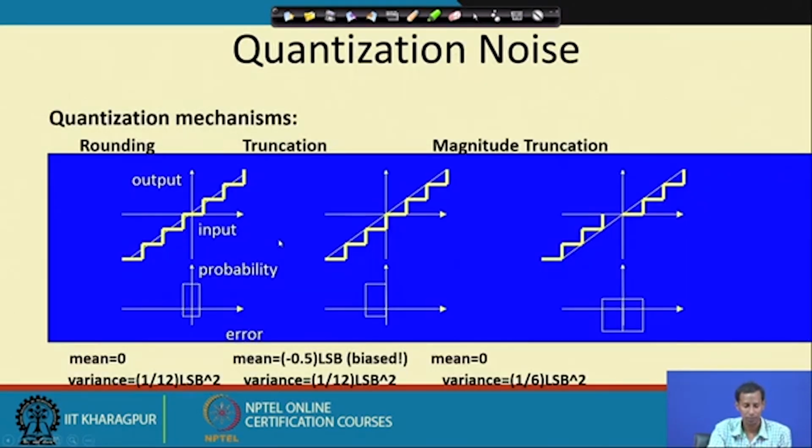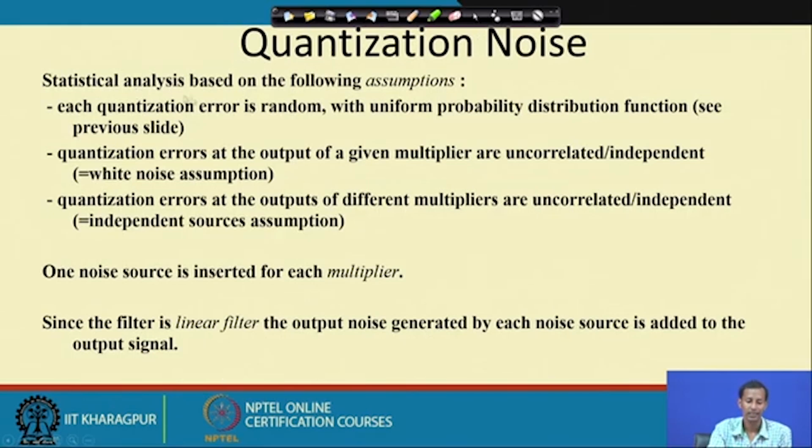Here there is a procedure for doing that: a statistical analysis based assumption you can make for this quantization noise analysis. In this analysis, each quantization error is random with uniform probability distribution function. If you see the previous slides, the quantization errors at the output of a given multiplier are uncorrelated and independent. Quantization errors at the output of different multipliers are uncorrelated and independent, and one noise source is inserted for each of the multipliers.